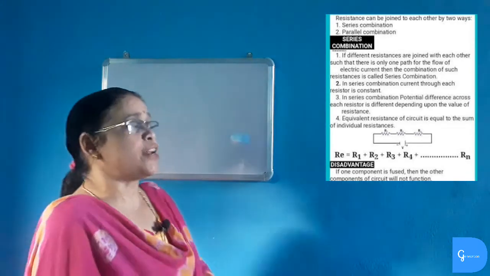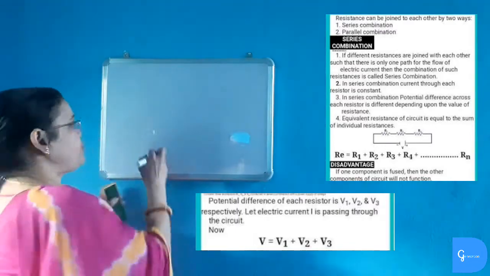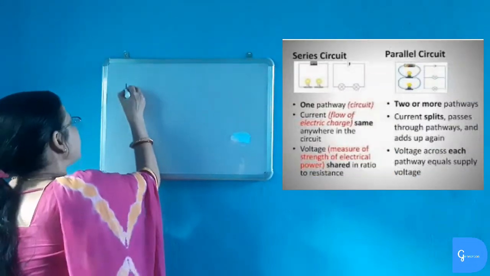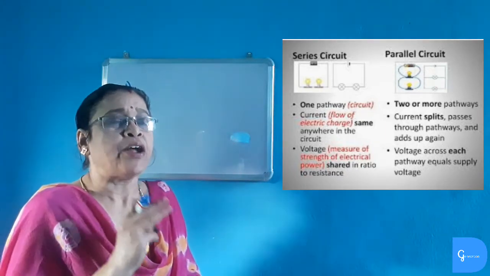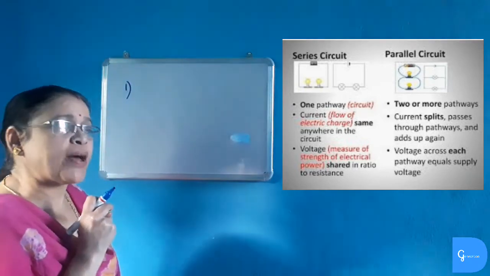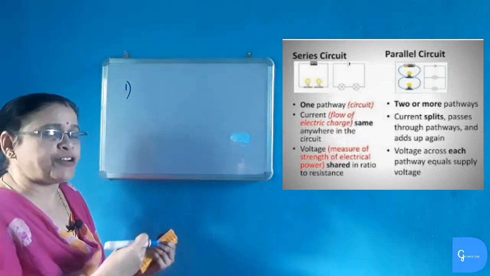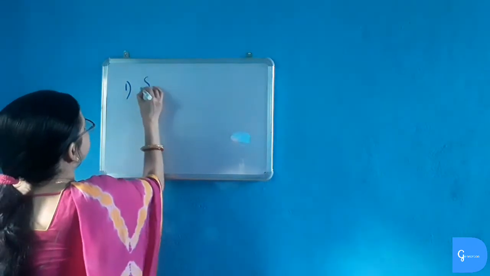To increase the resistance in the circuit and to get a reduced amount of current, we will connect the resistances in series or lengthwise, and to get a little amount of resistance and a greater amount of current in the circuit, we will connect them in parallel. So in series connection we get more resistance in the circuit, and in parallel connection we get less resistance in the circuit. First of all, series connection.